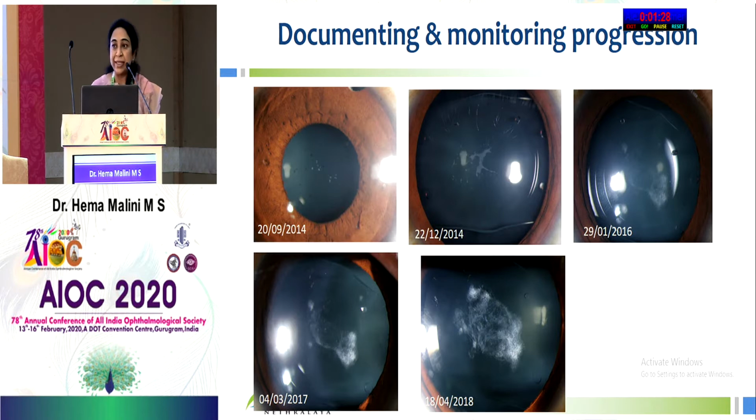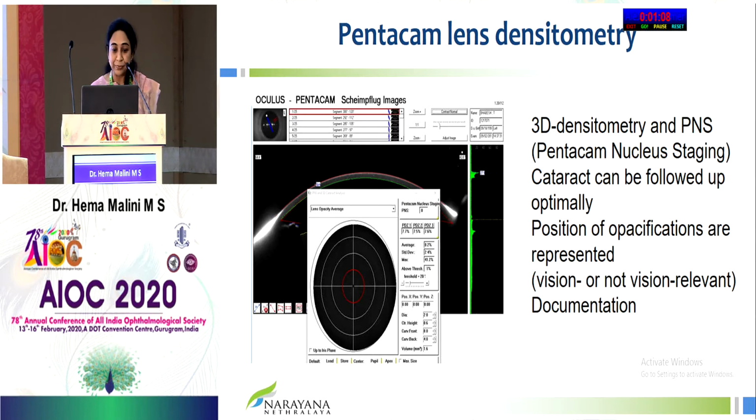Also, documenting these lens changes over a period of time is extremely important, and what better than a slit lamp photograph. So here you can see one example of a patient who was followed up with initial lens opacities way back in 2014 with serial documentation up to 2018, when these opacities became clinically and visually significant. Also, Pentacam is another modality which can record progression of these lens opacities on the Pentacam nucleus staging or the PNS.